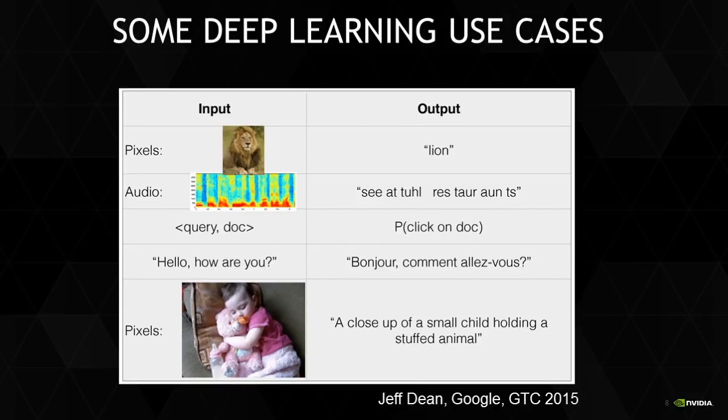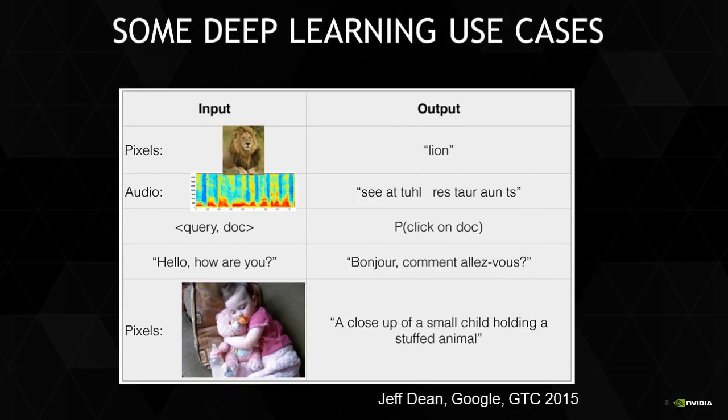So some examples to show how this generalizes. These are examples presented by Jeff Dean from Google at NVIDIA's GPU Technology Conference this year. And these are all examples of where Google is using deep learning in research and production today. So there's the example we just saw of images and the output being the label of an animal. There's audio and the transcription we see here, Seattle restaurants.